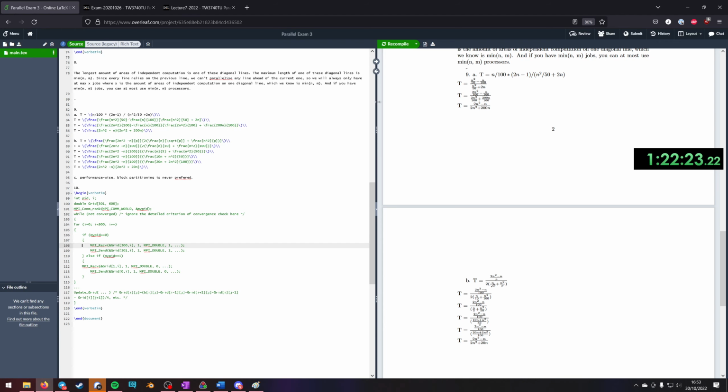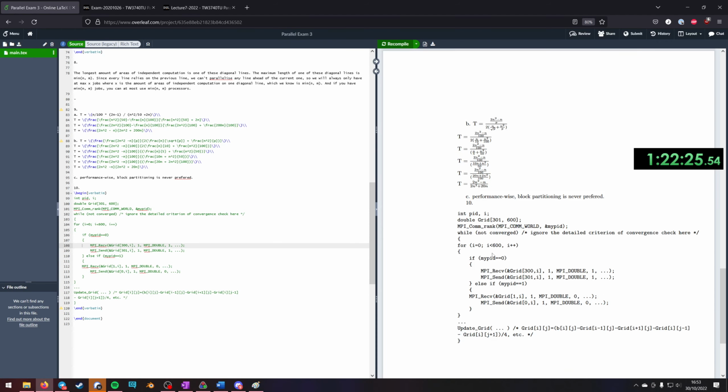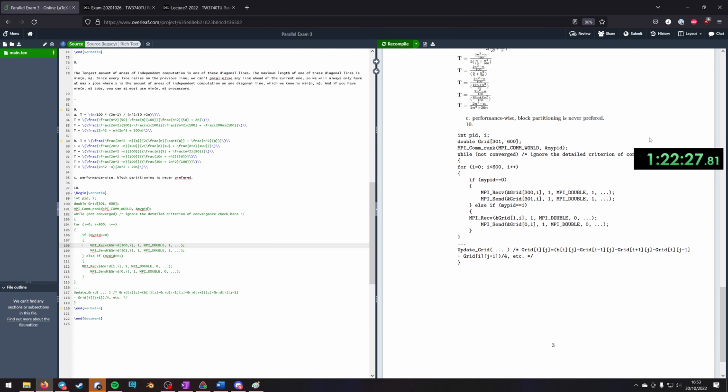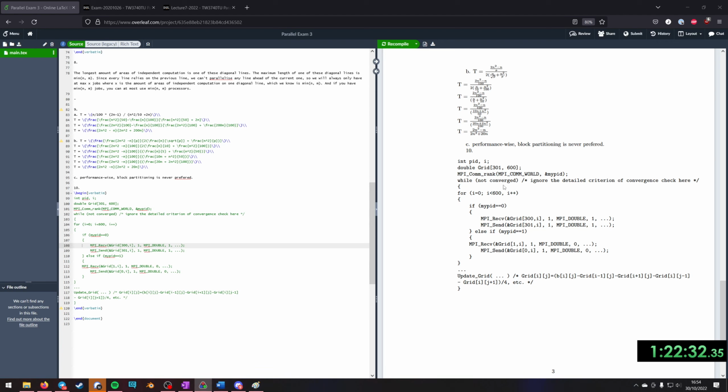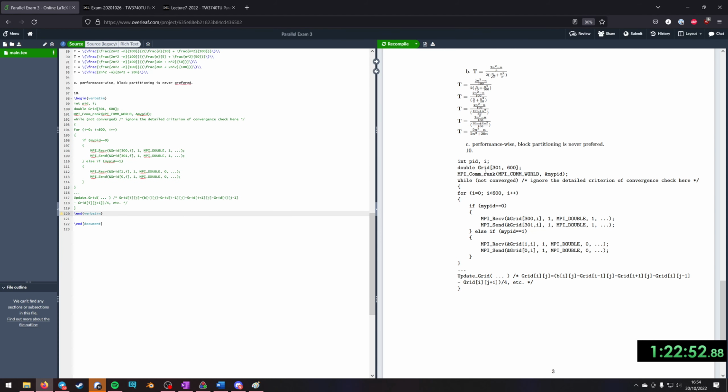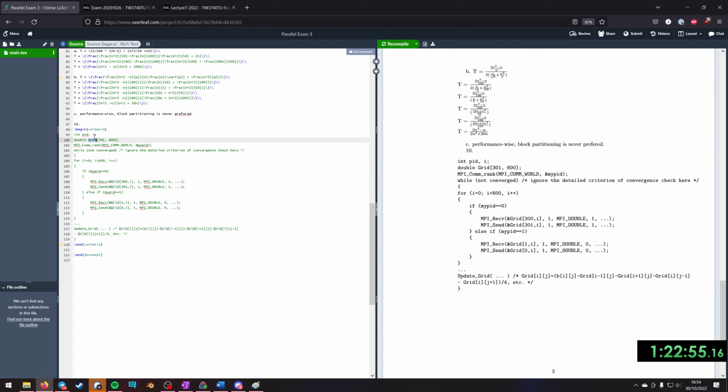Okay, so this seems to be the way you tried this. While it isn't converged, if I am the root node, or whatever it's called, I want the... So it's a grid. That's a weird way to write matrix. Okay, grid, sure.